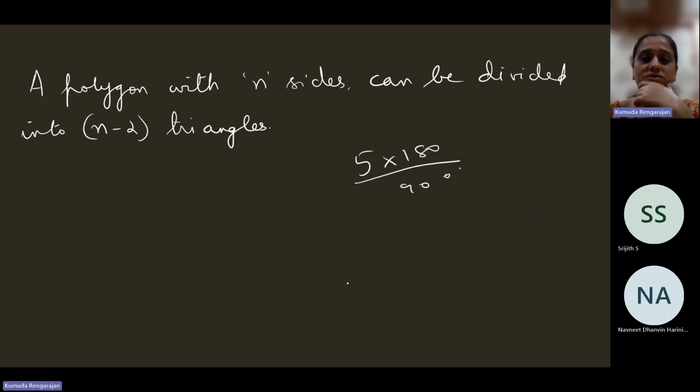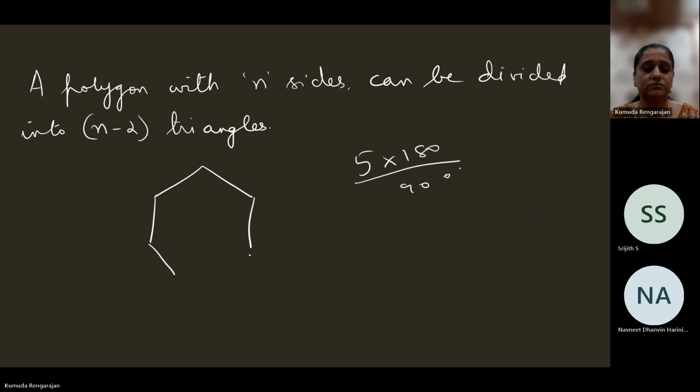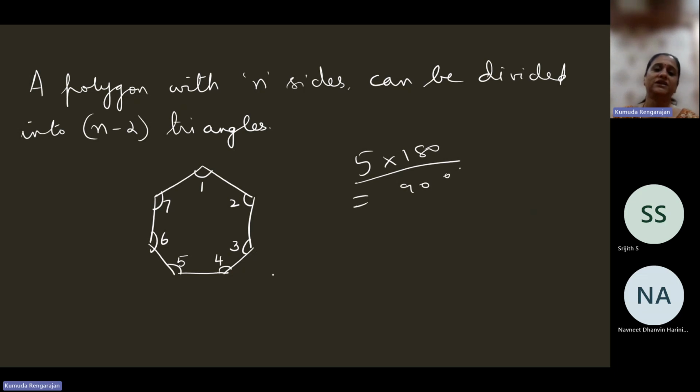So the sum of all the interior angles. A heptagon will have 7 interior angles because 7 sides, no? So 7 interior angles. The sum of all the 7 interior angles of a heptagon is equal to 900 degrees. 1, 2, 3, 4, 5, 6, 7. The total of all these angles, angle 1 plus angle 2 plus angle 3 plus angle 4 plus angle 5 plus angle 6 plus angle 7 is equal to 900 degrees.